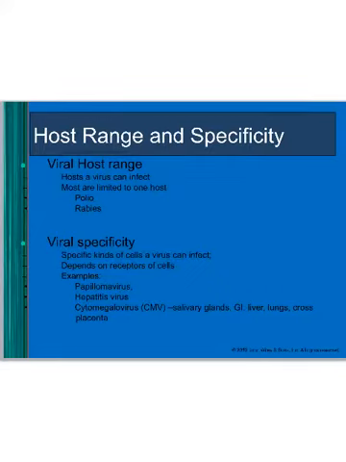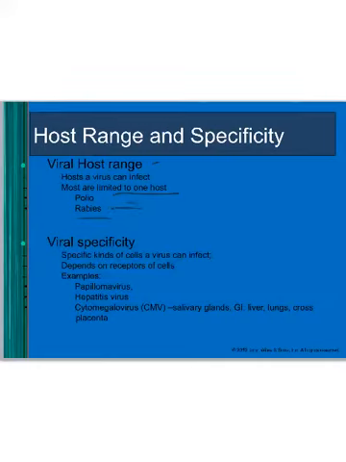Host range and specificity. Viruses are extremely specific to what they can affect. The viral host range is the different kinds of hosts that a virus can infect. Like, can it infect people? Can it infect animals? Most viruses are limited to one host. They can only affect humans. Like polio infects humans.